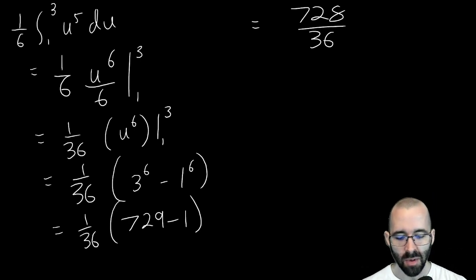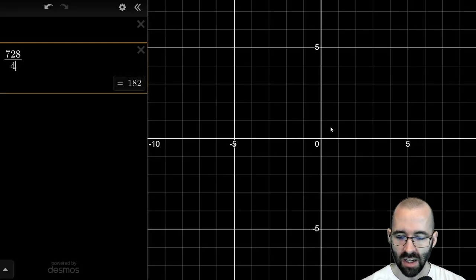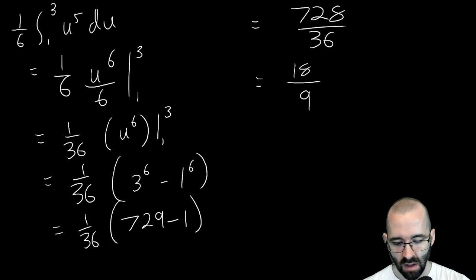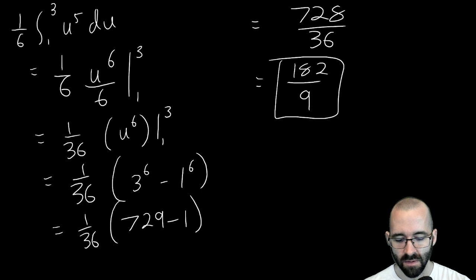But we do know it's divisible by 2. We divide the top and the bottom by 2. Actually, the top and the bottom are both divisible by 4. And we'll get a 9 on the bottom. And when we get 728 divided by 4, we get a 182 on the top. Again, is still not divisible by 3, so that's our fully simplified answer.